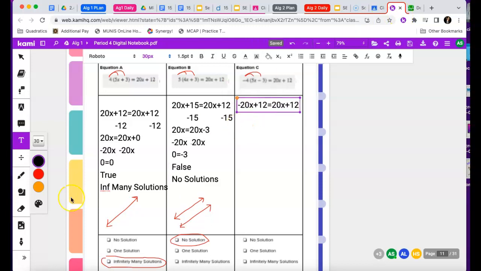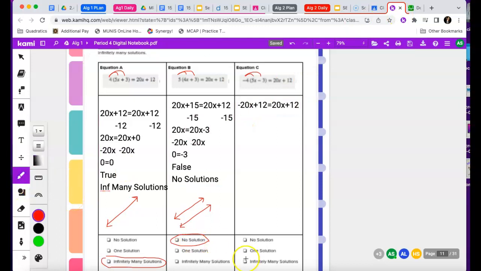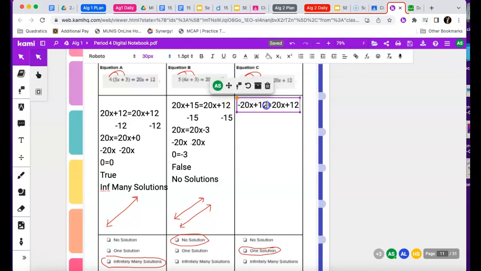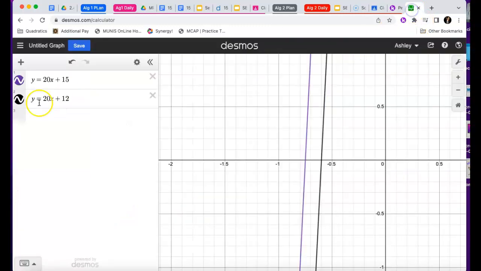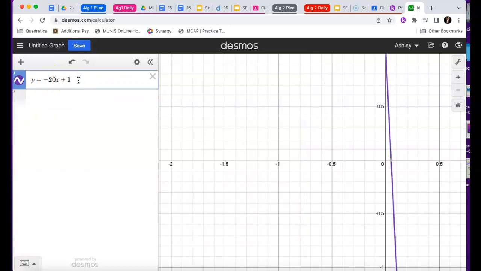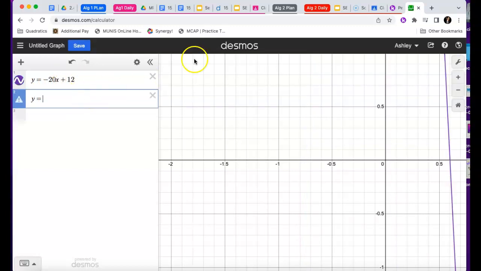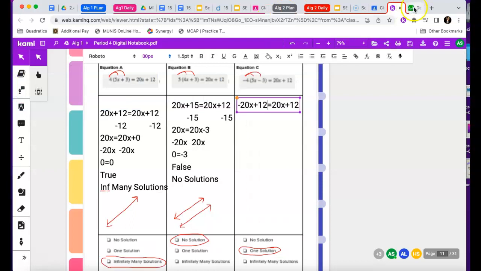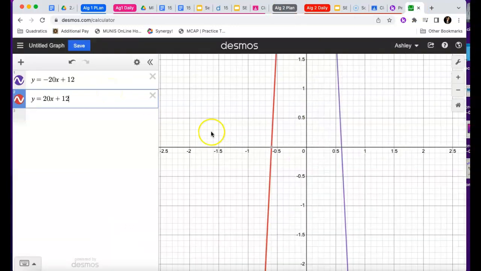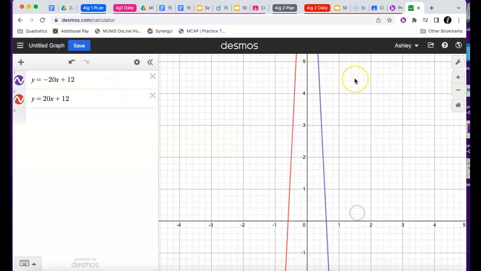So we could probably assume that there is going to be one solution because that's the only option that we didn't go over yet. So let's go ahead and look at that graphically. I'm going to graph y equals negative 20x plus 12. And then on the right side of the equation, I have y equals 20x plus 12.